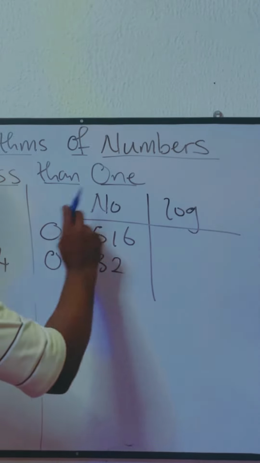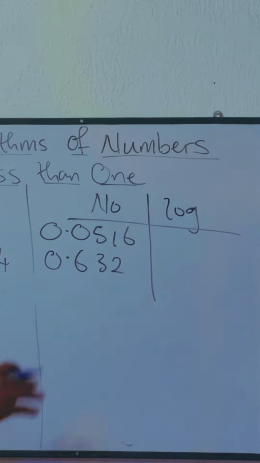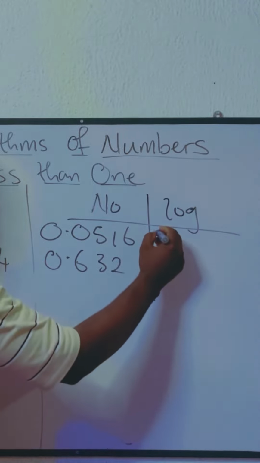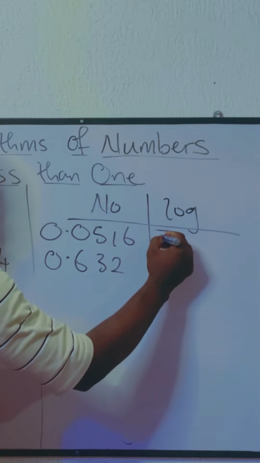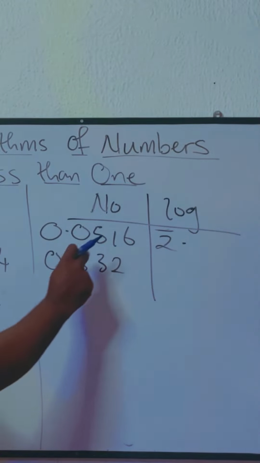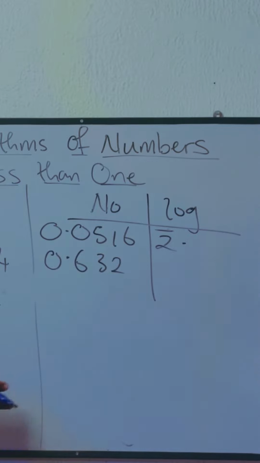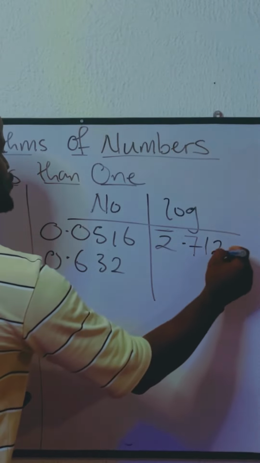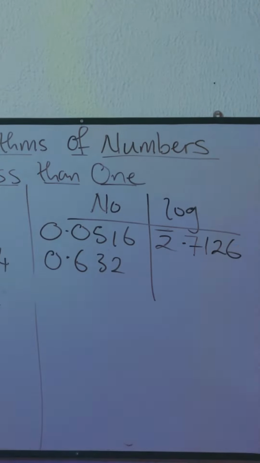So what's the logarithm of 0.0516? First step, how many leading zeros can we find here? That is 2. So we have bar 2. Point. So we are now looking for the logarithm of 5.16, and that is log 5.16. So that gives us 0.7126. So 0.7126.